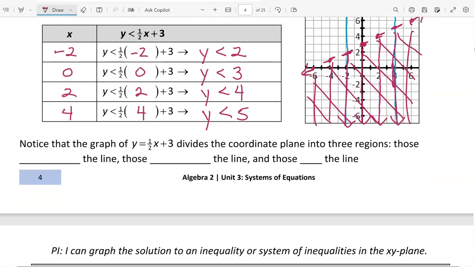All right, so I want you to notice that the line y equals 1/2 x plus 3 divides the coordinate plane into 3 regions. Those that are above the line, which we didn't shade, those that are below the line that we did shade, and those that are on the line, which we indicated with a dashed line that those are not included.